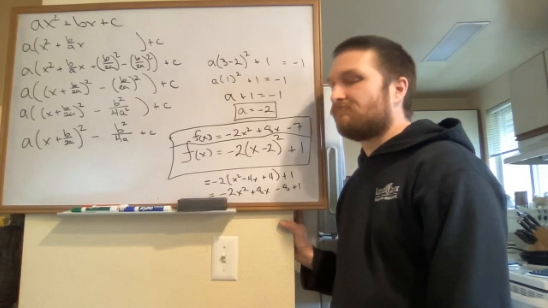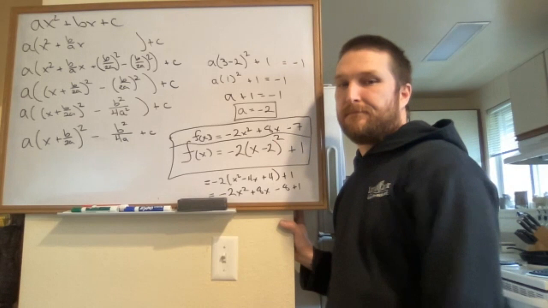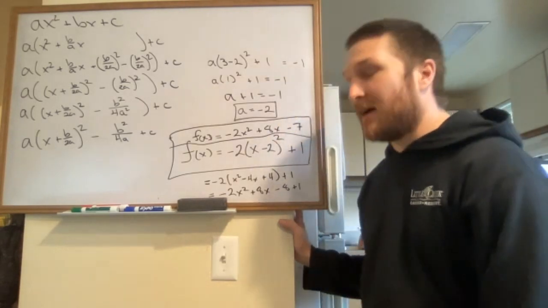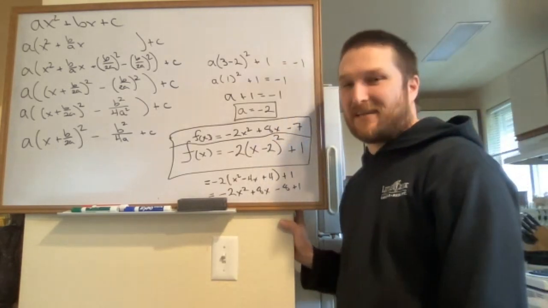Over 2a. B over 2a units. Okay, right? That's where the vertex ends up.